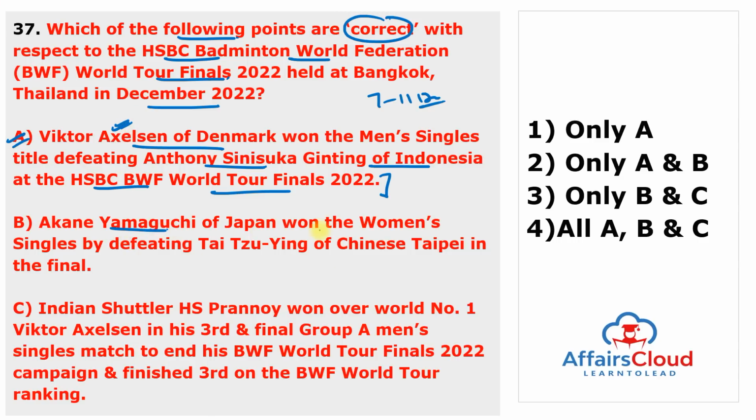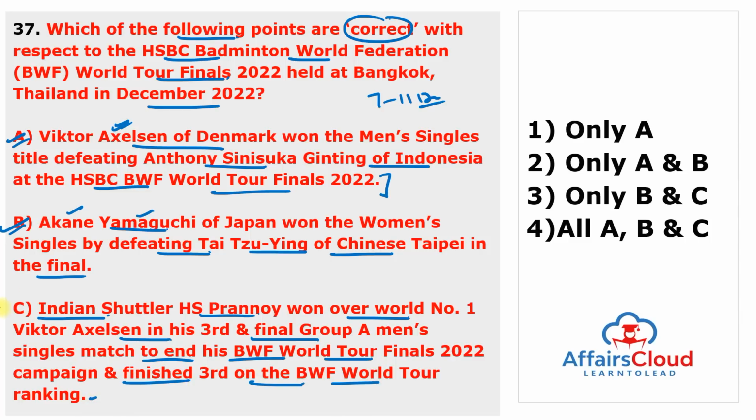Next is Akane Yamaguchi of Japan won the women's singles by defeating Tai Tzu Ying of Chinese Taipei in the final. This statement is also true. So in the women's category, Akane Yamaguchi won this tournament. Third statement is Indian shuttler HS Prannoy won over world number 1 Victor Axelsen in his third and final Group A men's single match to end his Badminton World Federation World Tour Finals 2022 campaign and finished third on the Badminton World Federation World Tour ranking. This statement is also true, but he did not qualify to the Badminton World Federation World Tour Finals 2022 semi-finals. So all the statements are correct. Answer of this question is all A, B, C.